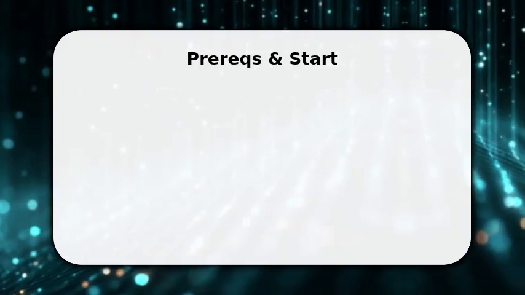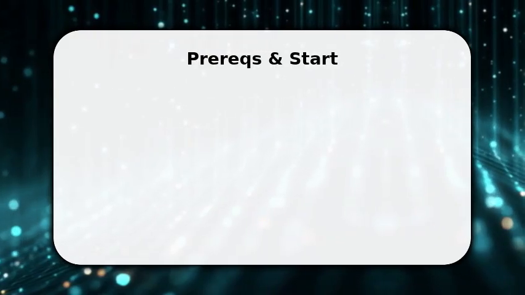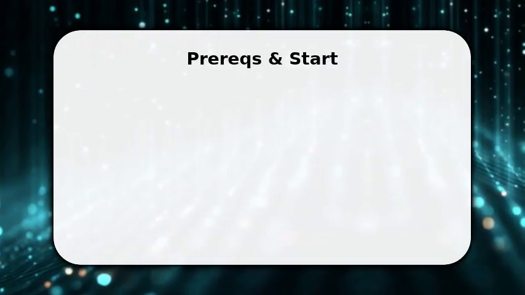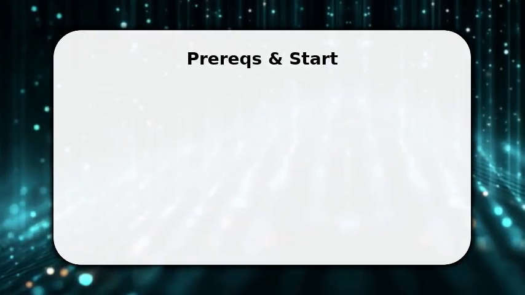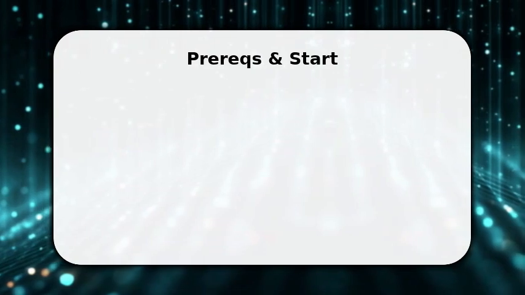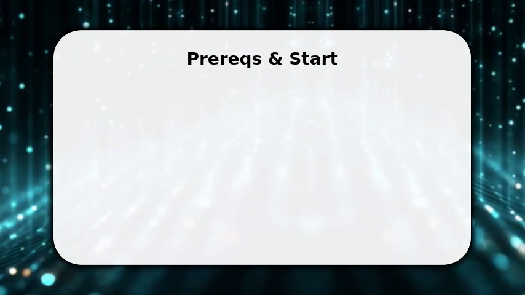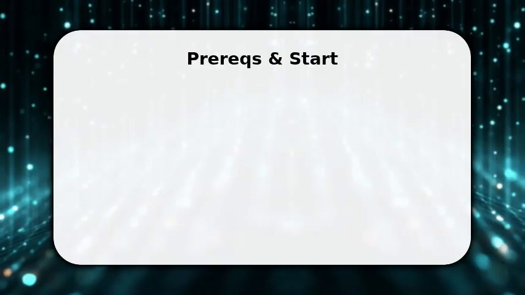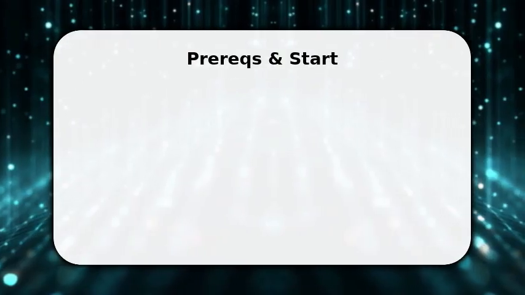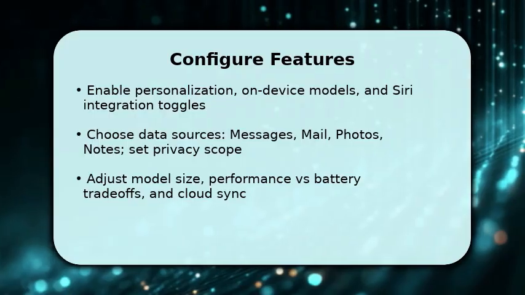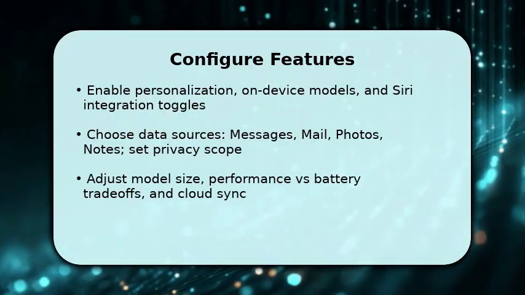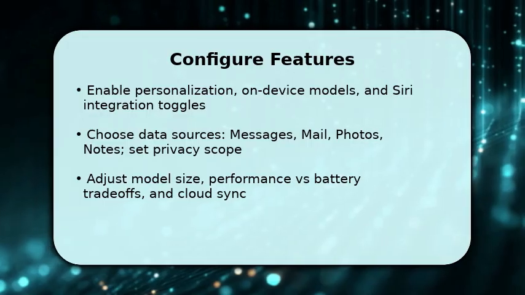Next, open Settings and tap Intelligence or Apple Intelligence to start configuration. You'll see initial toggles. Enable the core features to allow on device processing, personalization, and search integration before moving to deeper settings. You now configure the feature set, toggle personalization on device models and Siri integration.